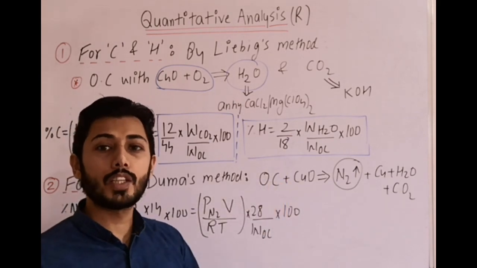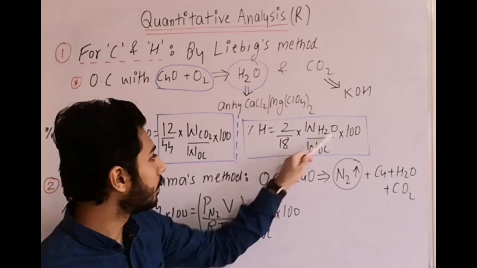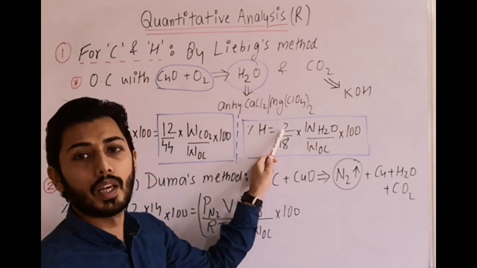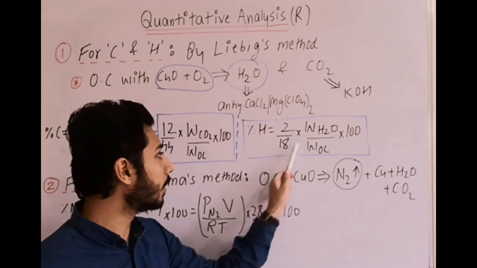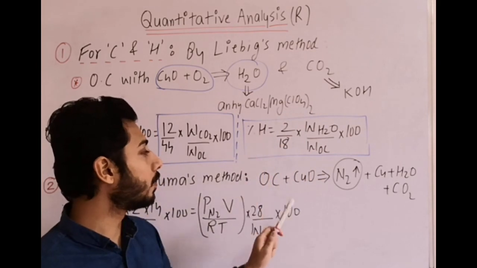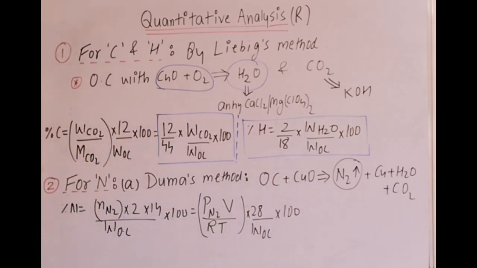If we have moles of H2O, the number of moles of hydrogen will be exactly twice. So that part is multiplied by 2 and multiplied by 1, which is the atomic mass of hydrogen. So this complete term is the mass of hydrogen divided by the weight or mass of the organic compound into 100. So this is the method for estimation of carbon and hydrogen.